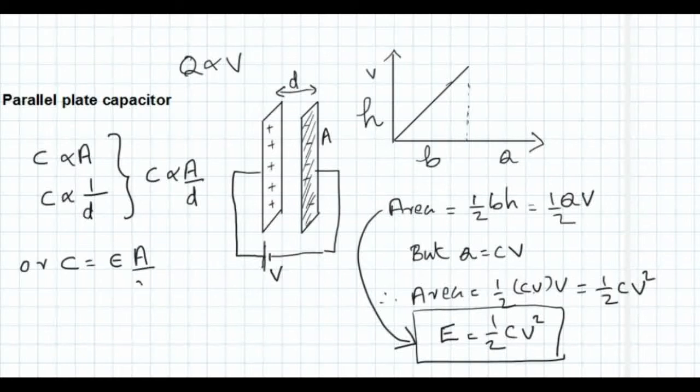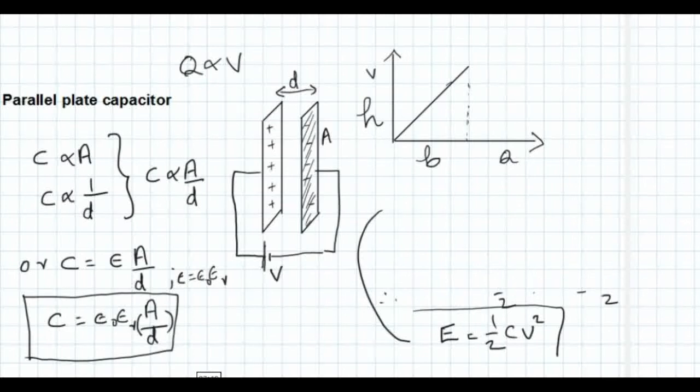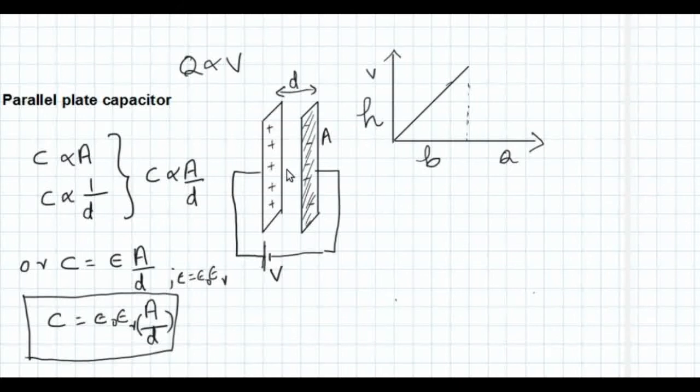That constant is nothing but permittivity, which we have already defined. So C is equal to epsilon into A by D is the equation for capacitance, where epsilon is equal to epsilon 0 into epsilon r. Therefore, capacitance C is equal to epsilon 0 epsilon r into A by D. What is the function of this epsilon? It gives the resistance offered by the medium.